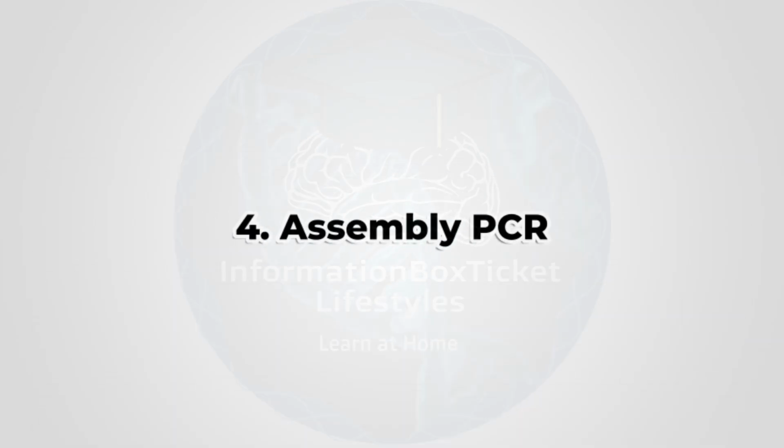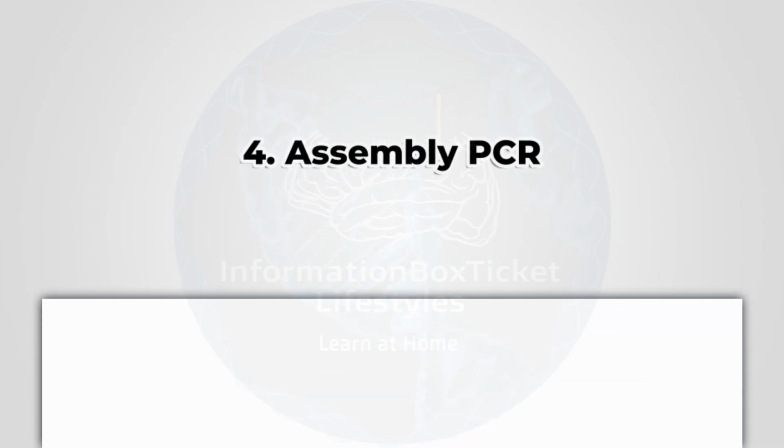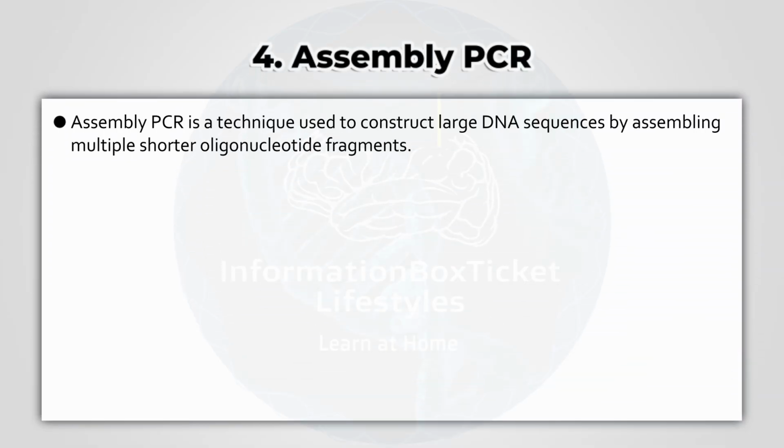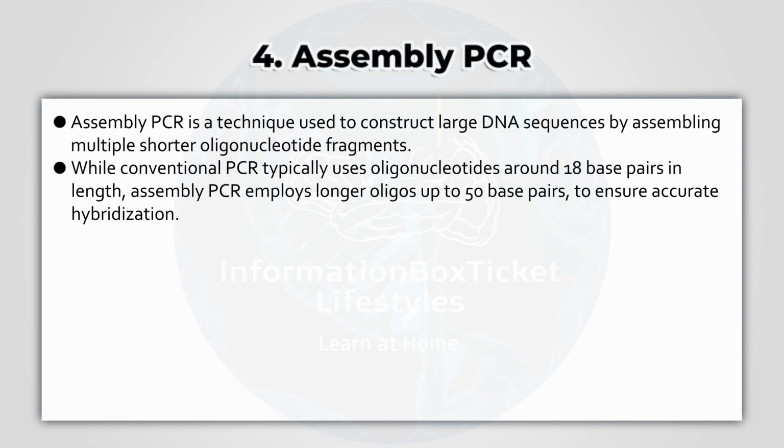4. Assembly PCR. Assembly PCR is a technique used to construct large DNA sequences by assembling multiple shorter oligonucleotide fragments. While conventional PCR typically uses oligonucleotides around 18 base pairs in length, Assembly PCR employs longer oligos, up to 50 base pairs, to ensure accurate hybridization.